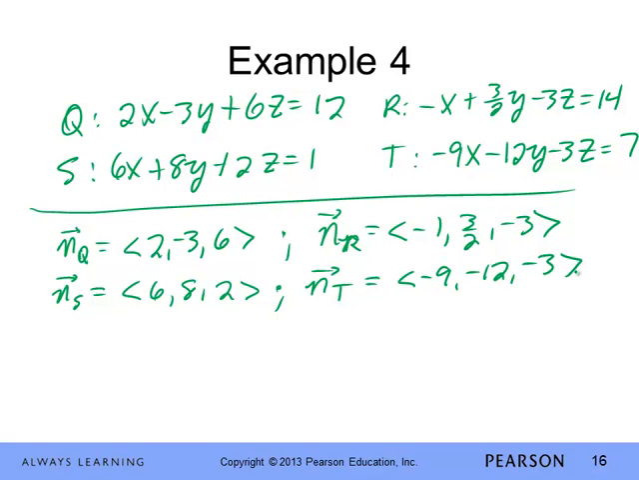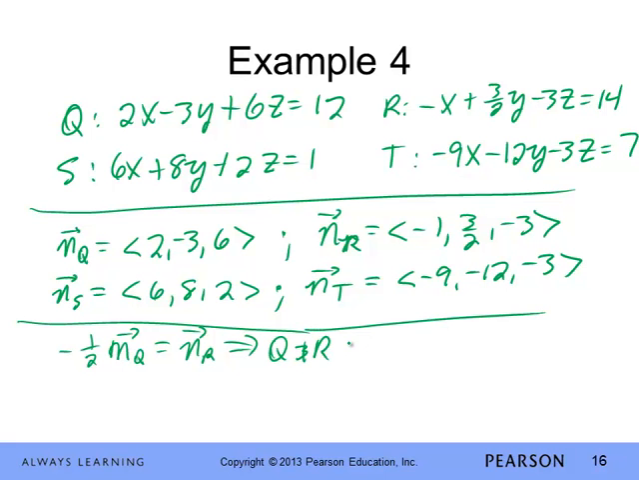Now, if you were to compare the normal vector for Q and the normal vector for R, you'll notice that if you were to take negative 1/2 of the normal vector for Q, you would have the normal vector for R. So the normal vectors for Q and for R are parallel. That means that Q and R are planes that are parallel with each other. So negative 1/2 of the normal vector for Q is equal to n_R. So that means that Q and R are parallel.